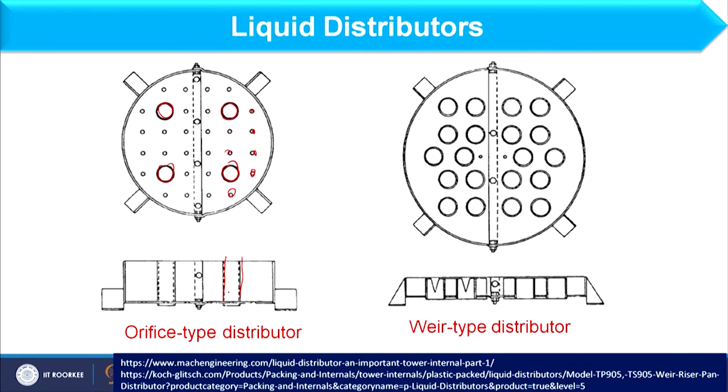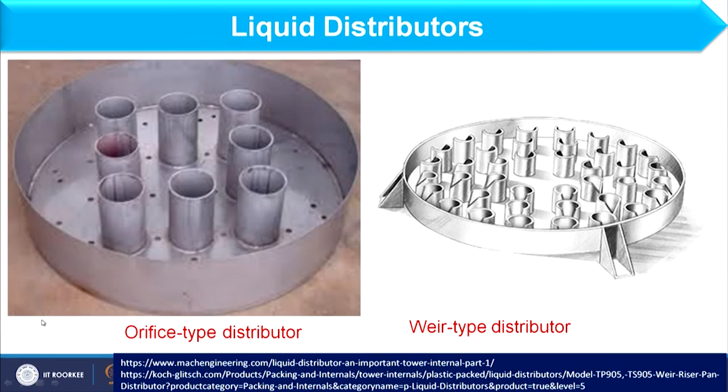And this is basically the weir type distributor where whatever pipes are available for gas, it has a notch, okay? So if we consider the proper images or photographic view of this, it will be more clear. Like you see here, we have the orifice type distributor where these holes are available in the plate through which liquid can pass, and through these pipes of a definite height gas will pass. So, movement of gas as well as liquid is different over here.